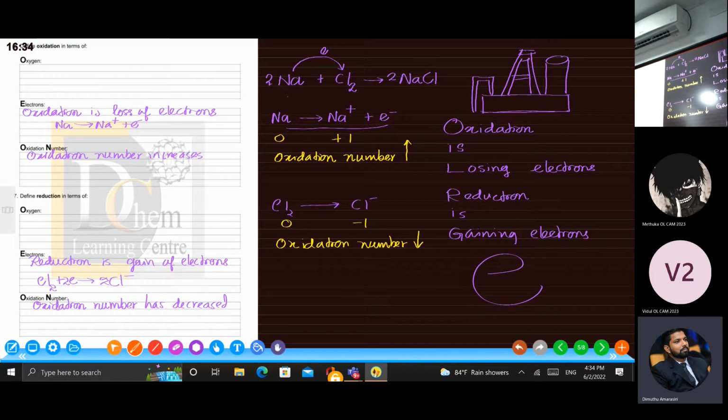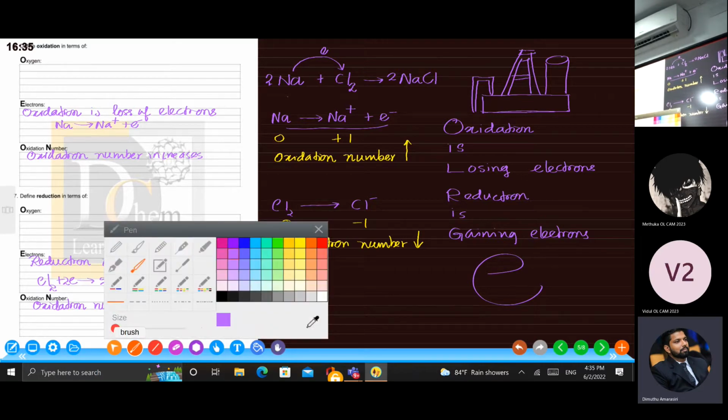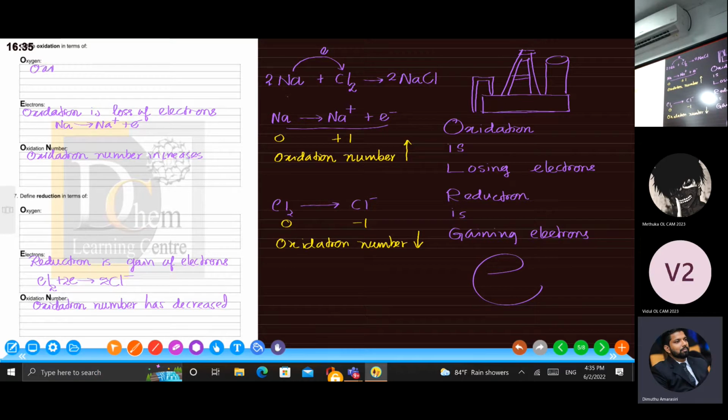Oxidation, by the word itself, is like gaining or losing oxygen. Gain, oxidize. Rather than learning by heart, in terms of oxygen atoms, oxidation is gaining oxygen atoms. Right? Let me show an example.